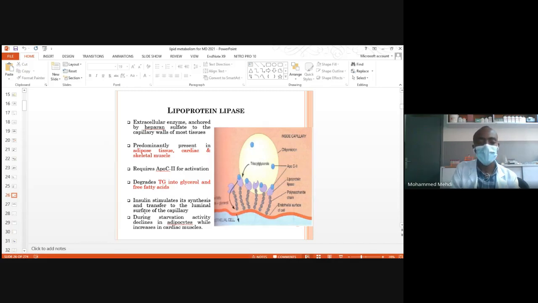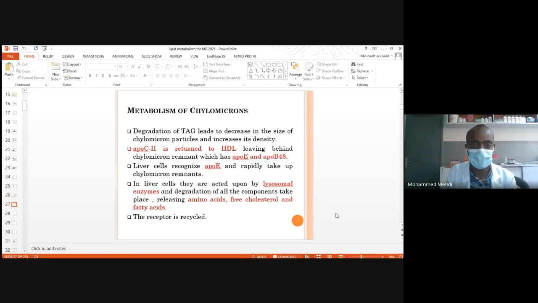Insulin stimulates its synthesis and transfer to the luminal surface of the capillary blood vessel. During starvation, its activity will decline in adipocytes and increase in cardiac muscle. Okay, this is very important. How it is regulated is also indicated by this sentence. It is very clear.